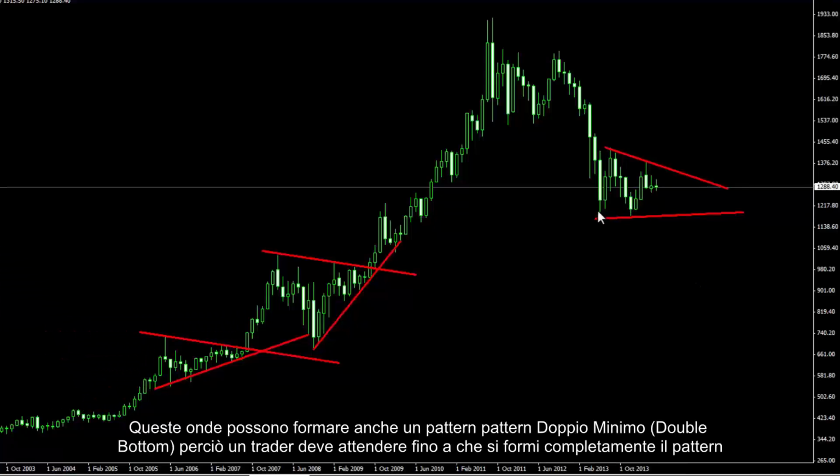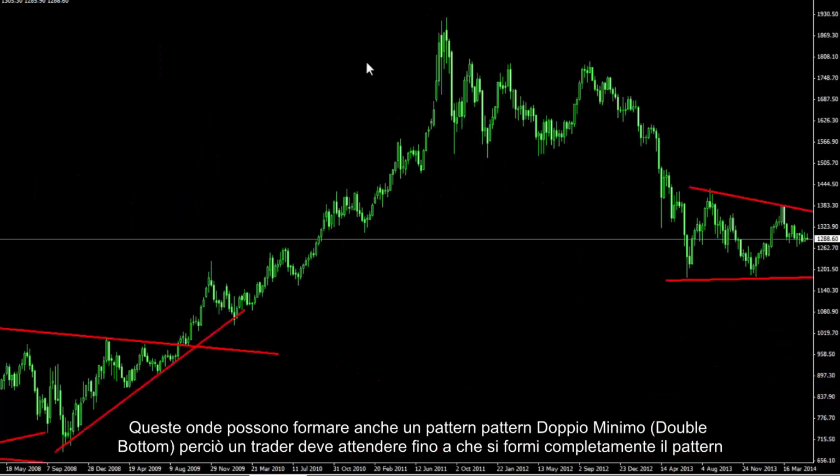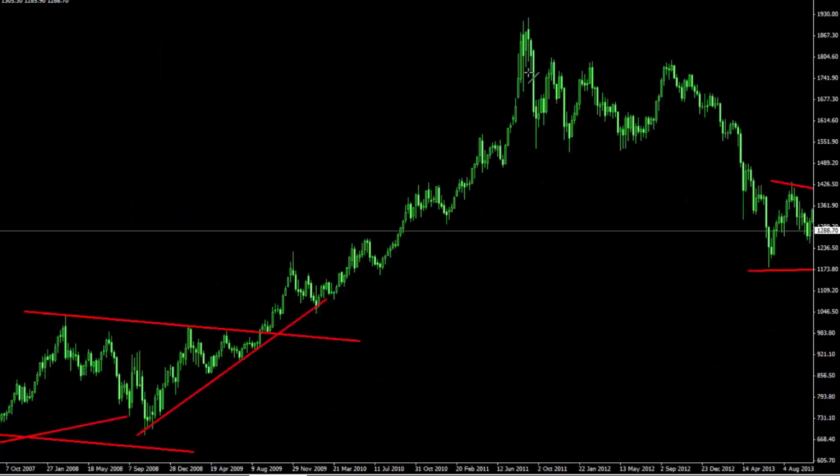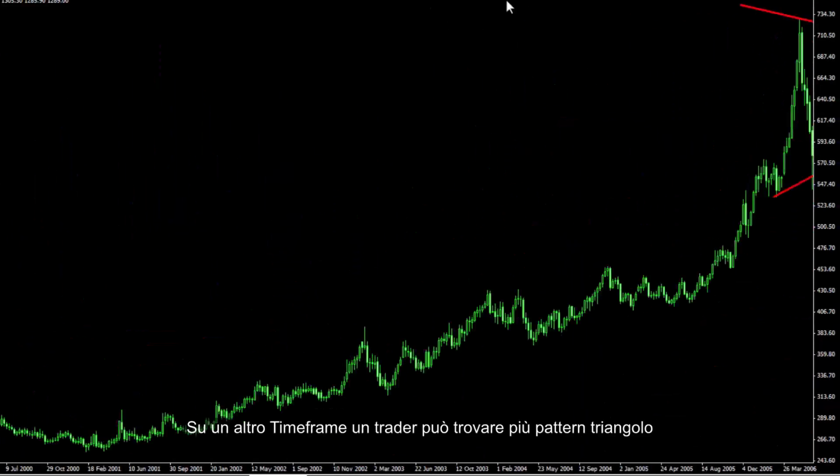These waves can form a double bottom pattern too. Thus, a trader must wait until a pattern is completely formed. On another time frame, a trader can find more triangle patterns. Several triangle patterns have been formed on an upward trend.